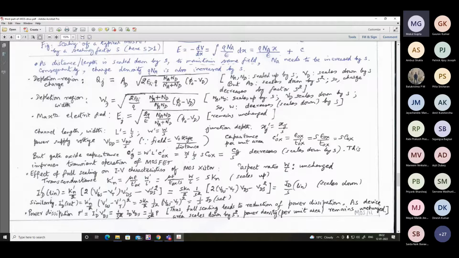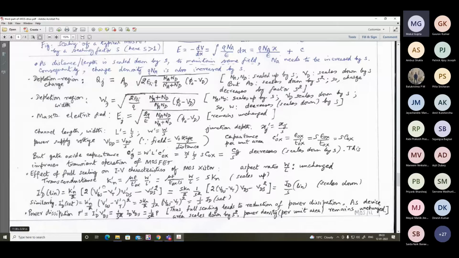So you see that the overall capacitance decreases, right? So that improves the transient operation of MOSFET. An effect of full scaling on the IV characteristics of MOS transistor is that the aspect ratio W by L is unchanged. Why? Because W comes down by a factor of S, L also comes down by a factor of S, so no change.